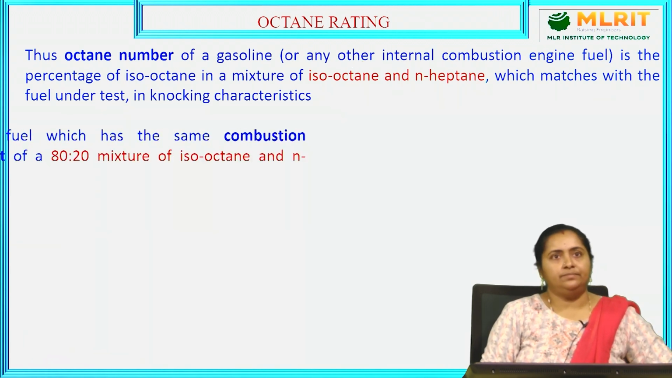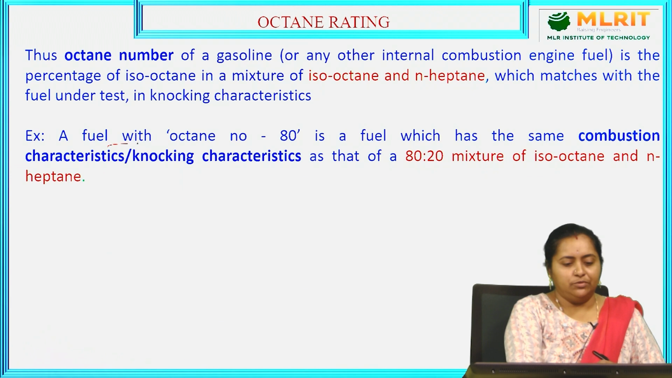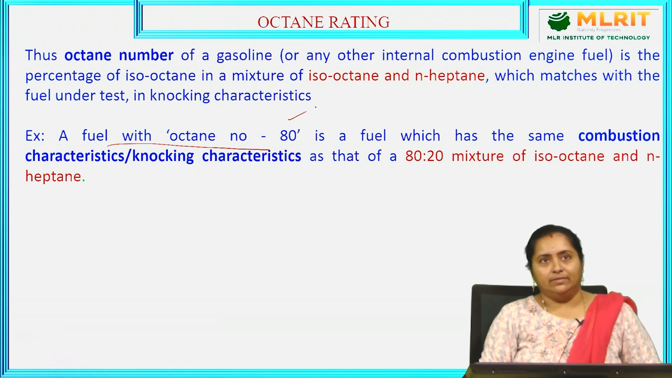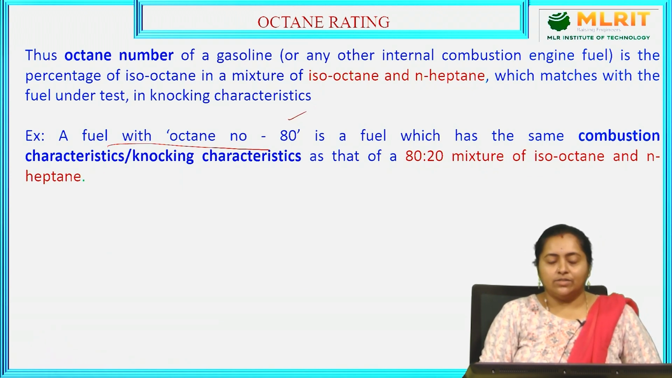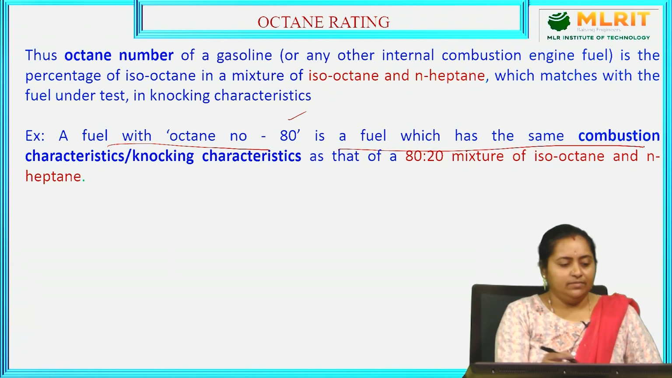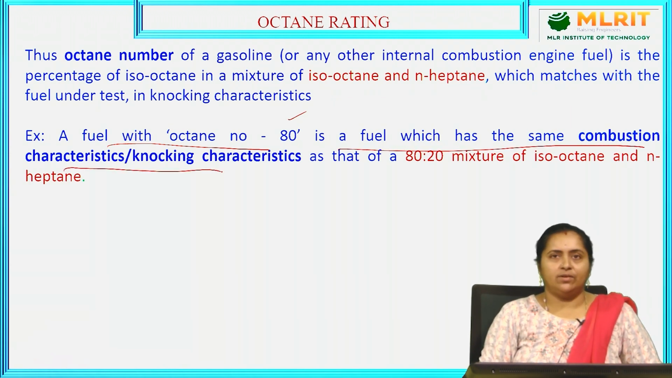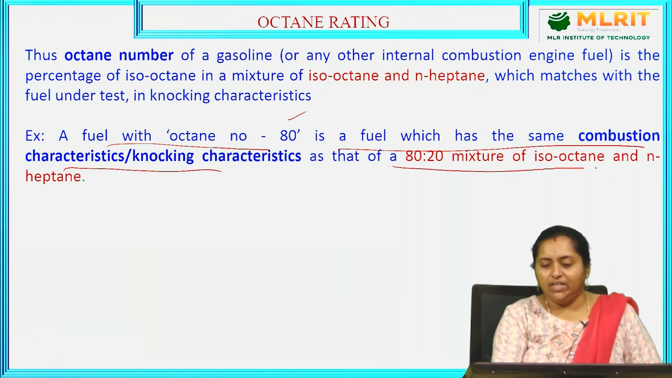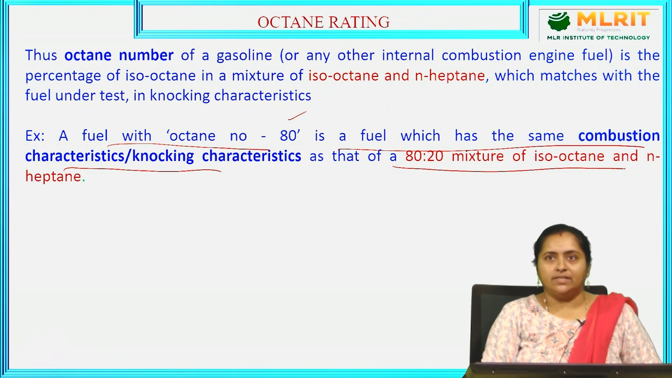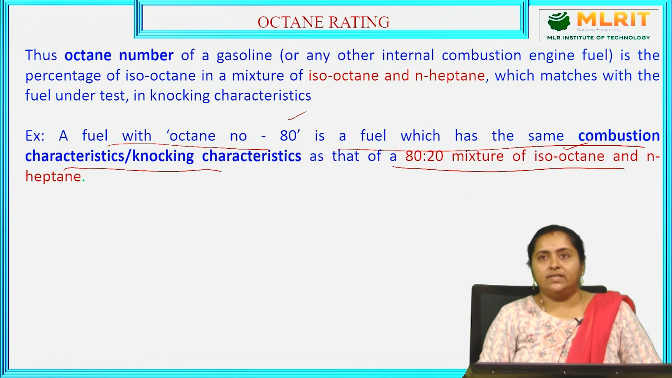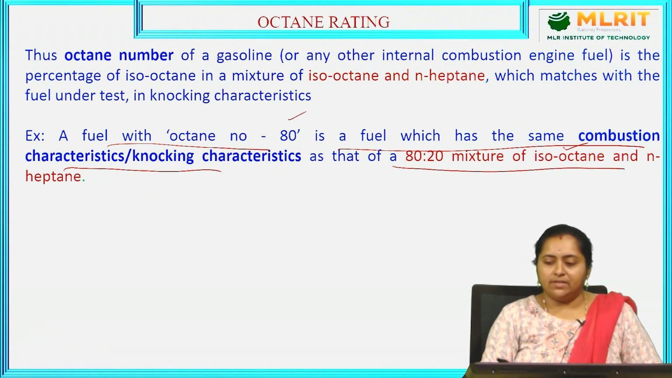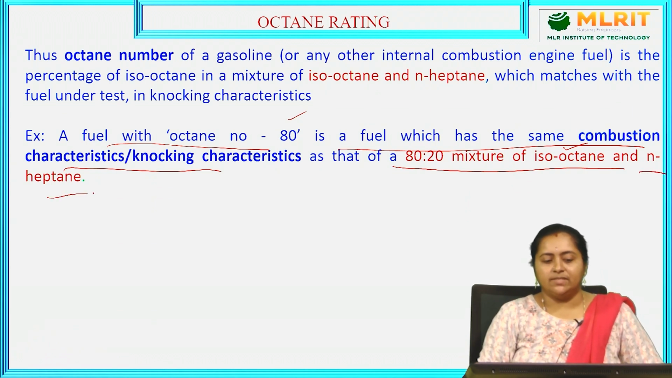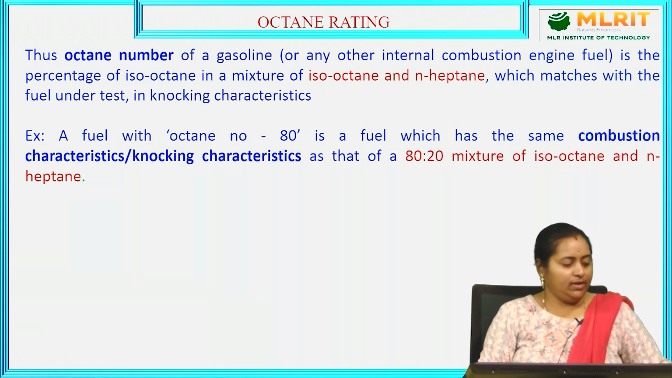For example, I am going to consider a fuel with octane number 80. What does it mean? A fuel which has the same knocking properties as an 80:20 mixture. That means 80% isooctane is present and the remaining 20% is N-heptane. That is why it possesses an octane number of 80, and that fuel will have better anti-knocking properties.